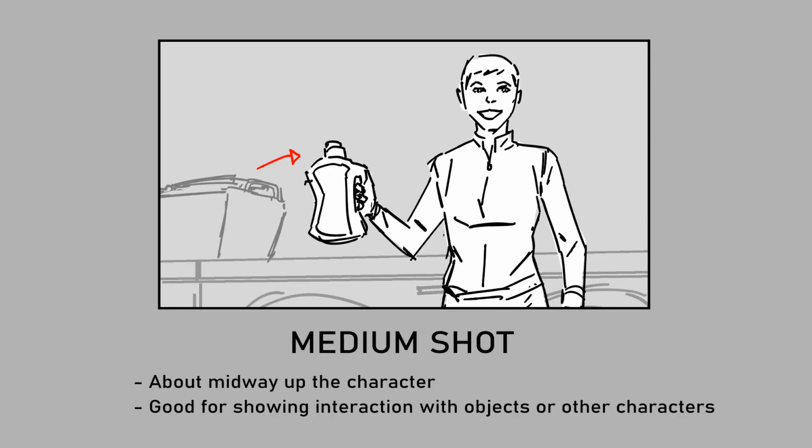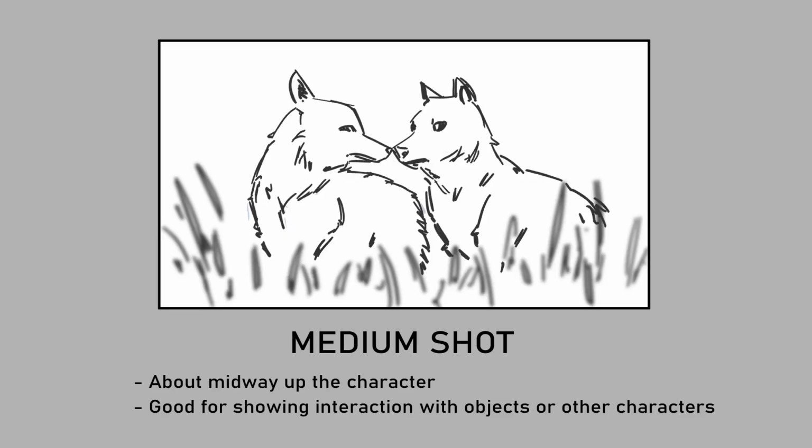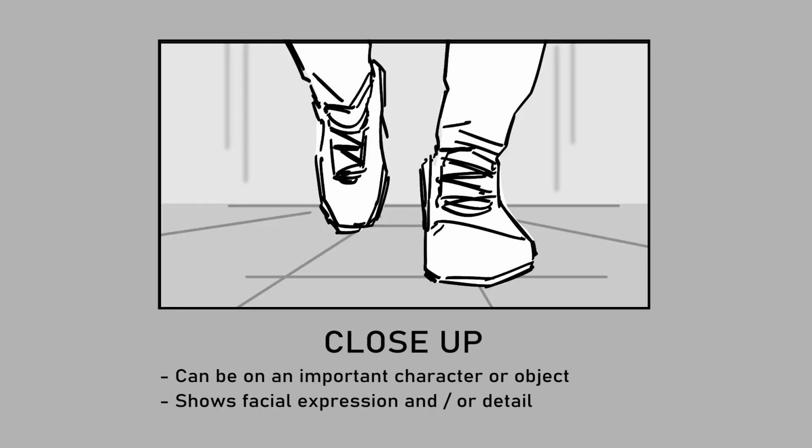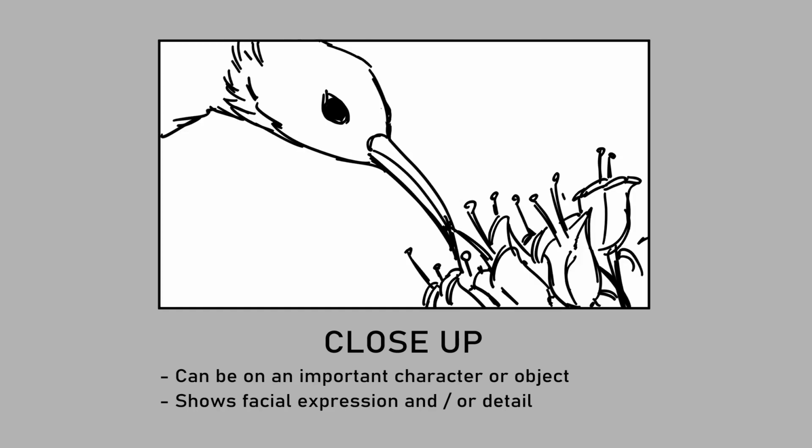A medium shot, for humans, this is about midway up, is good for showing characters interacting with objects or with other characters. A close-up can be on a character or on an important object. If it's a character, this is where we're close enough to see their expression. And if this is an object, a close-up can show us important details we couldn't see from further away. Maybe it's a special key for a lock, or a door, an important letter. For your animal, it can be important detail about how that animal behaves.